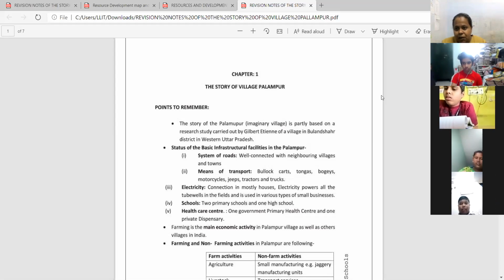So that is the minimum level of learning what you have to understand. The basic concept. Cotton, cloth, vehicle. So all these sectors are the economic sectors of the Indian economy. So we are going to read only this base. So this is the base of the story of village Pallampur. Anyone disagreeing? Raise your hands now. Fine. We will go to the points to remember.